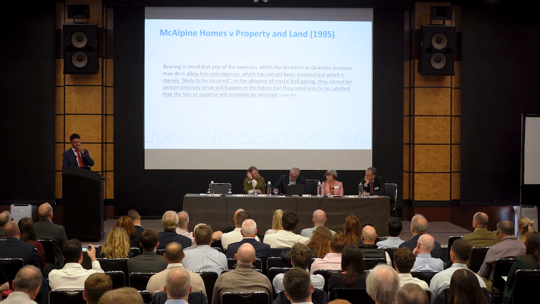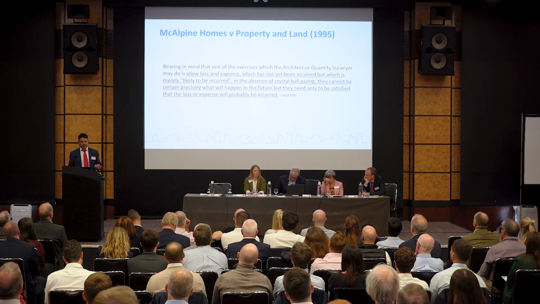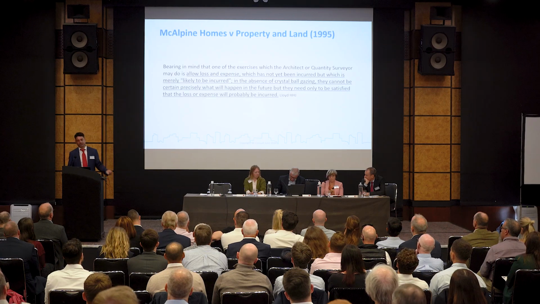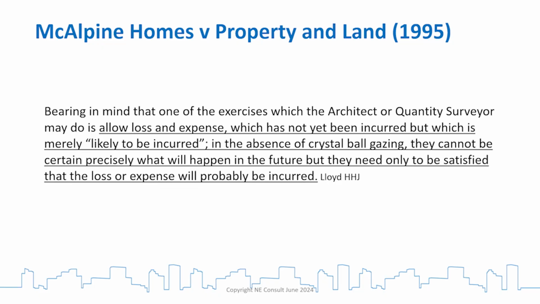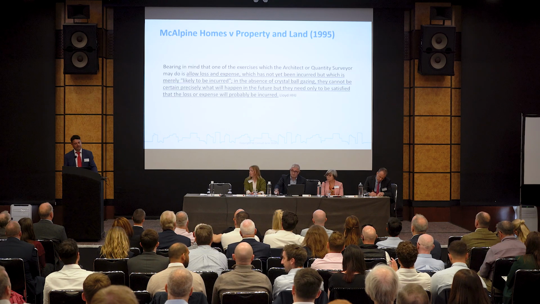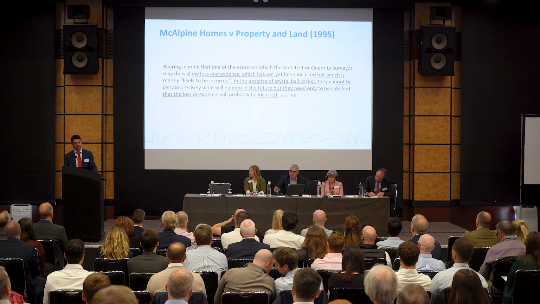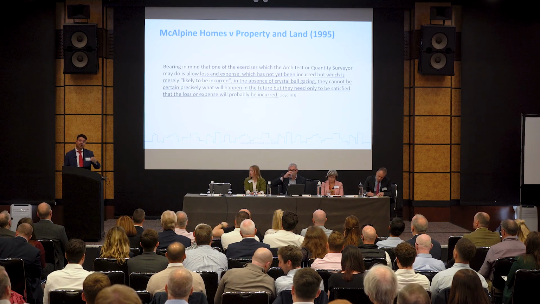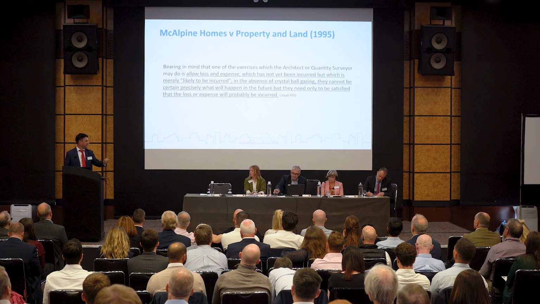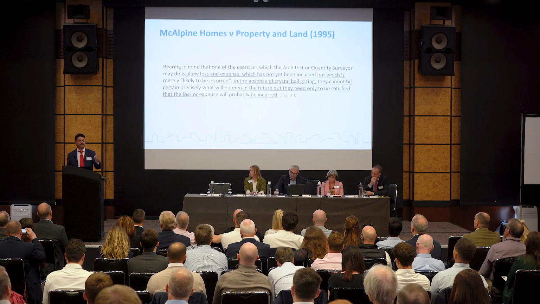Also, he went on to point out that in a JCT contract, it doesn't just deal with loss or expense that has been incurred, it deals with loss and expense that has not yet been incurred but is likely to be incurred. And in the absence of crystal ball gazing, they cannot be certain precisely what will happen in the future, but they need only be satisfied the loss or expense will probably be incurred. How certain can you be in an NEC contract about a forecast of defined cost or a forecast of planned completion? You can never be 100% certain.